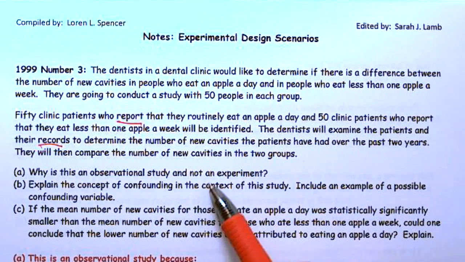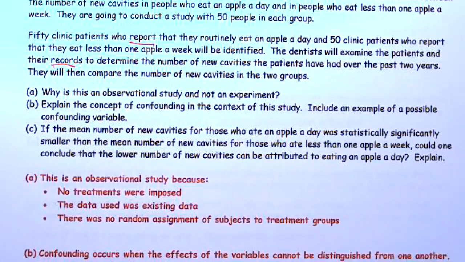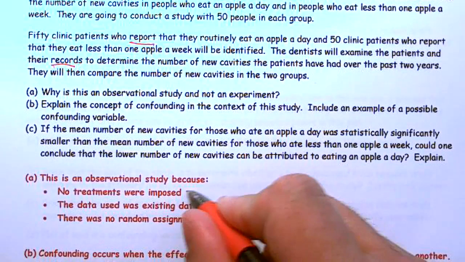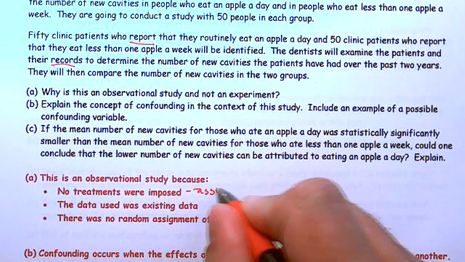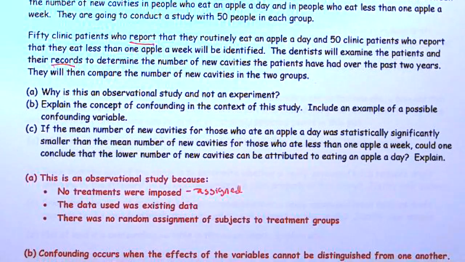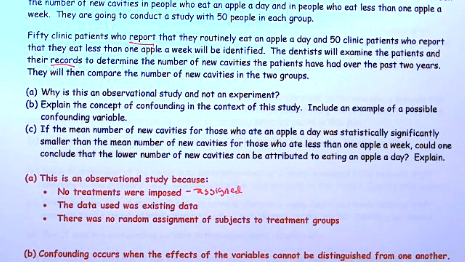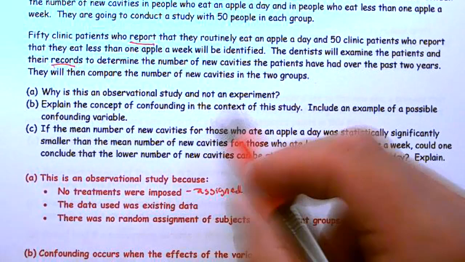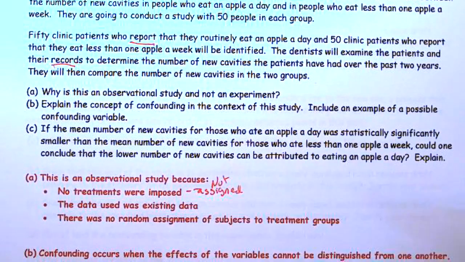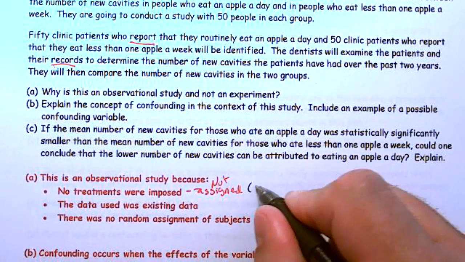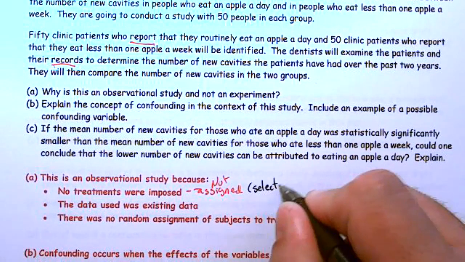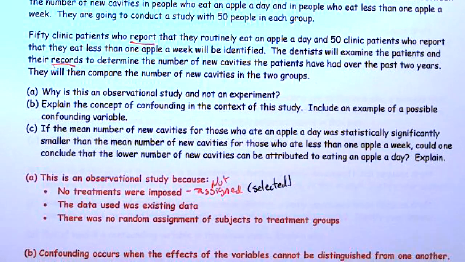So why is this an observational study and not an experiment? We have a few things going there. First off, no treatments were imposed or assigned. You're like, wait a second, I had people eating 1 apple a day and another eating less than an apple a week, but they self-selected, okay? If they self-select, the treatments were not assigned. So they were not assigned, they self-selected, and as such, that's not an experiment. Treatments have to be imposed or assigned, all right? And done so in a random manner.